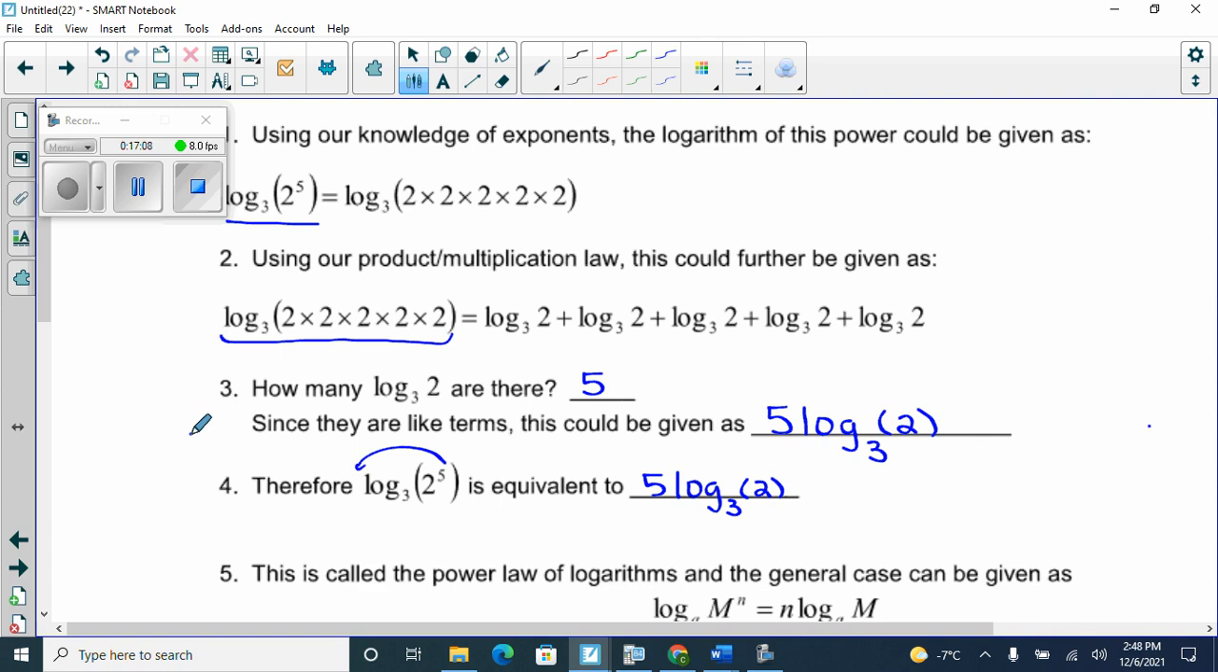So the power rule states that you can take that number only if there's the word log. Some people try and do it when it's an exponential and there's no log in sight. They try and drop it in front. But it only works if you have the word log in the middle of it.